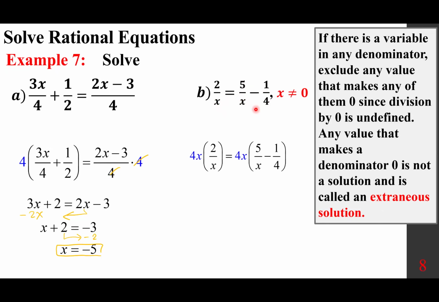So what happens when we multiply this by 4x? 4x cancels out the x, you get 4 times 2, 8. 4x cancels out the x, you get 4 times 5, 20. 4x cancels out the 4, and x times negative 1 gives you minus x. So I hope you can go from here to here.